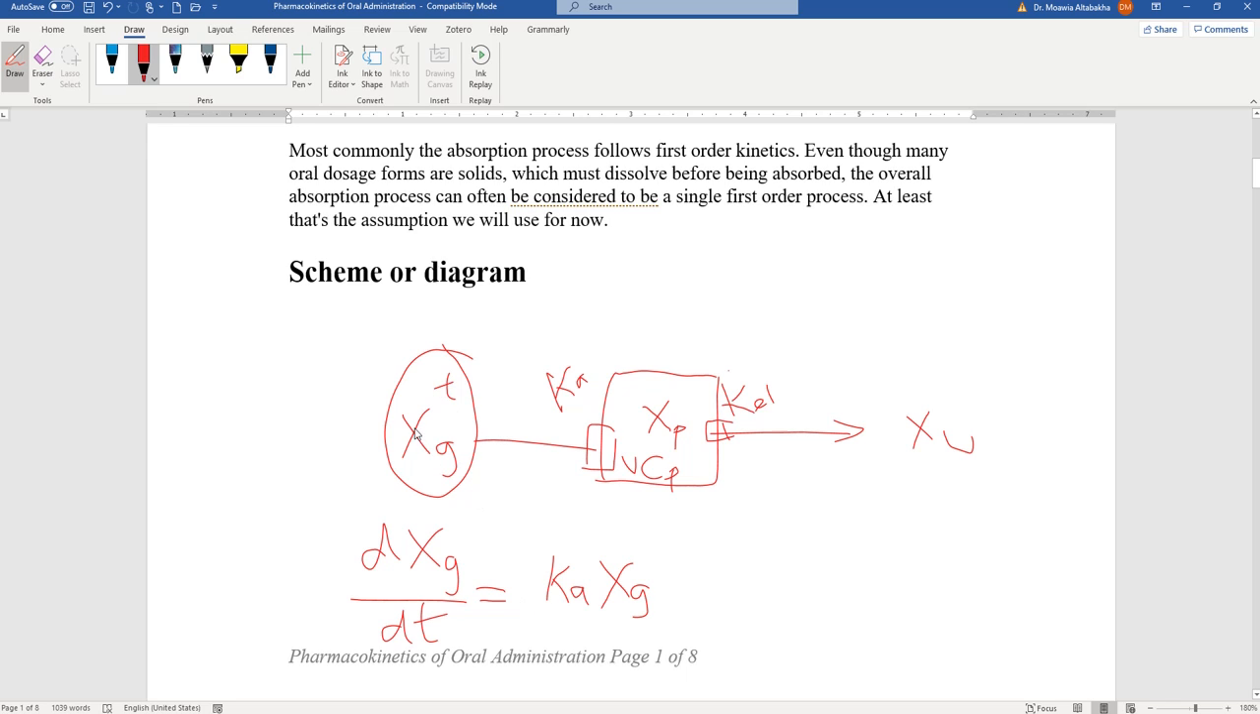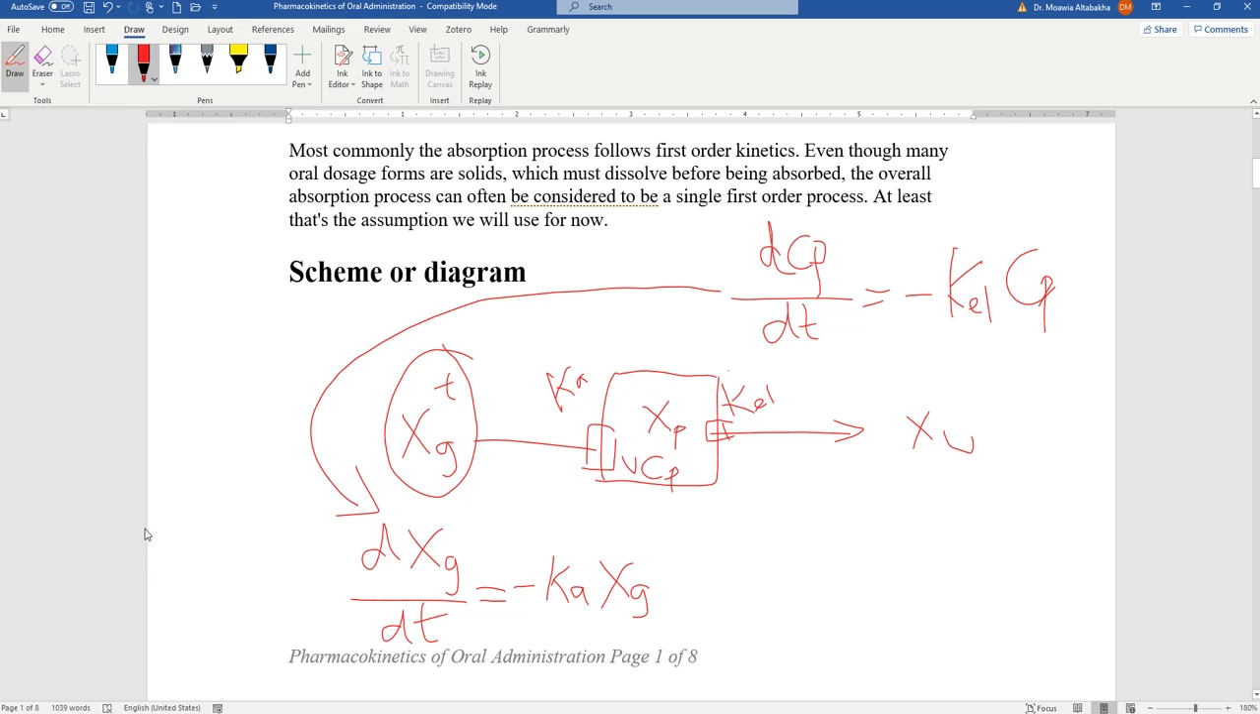Now, as you know, with time this decreases. صح؟ فالاتجاه, the direction is decrease in the amount remaining to be absorbed. So I will add negative here. Is that clear? طيب, I don't want you to forget the previous differential equation اللي هي dCp على dt is equal to minus KEL في CP. So this equation is similar to this equation. Is that clear?